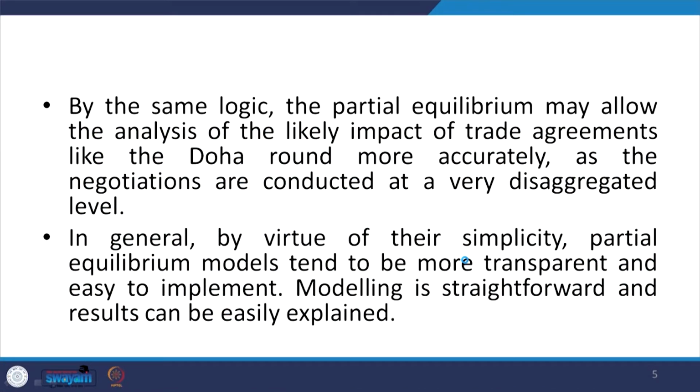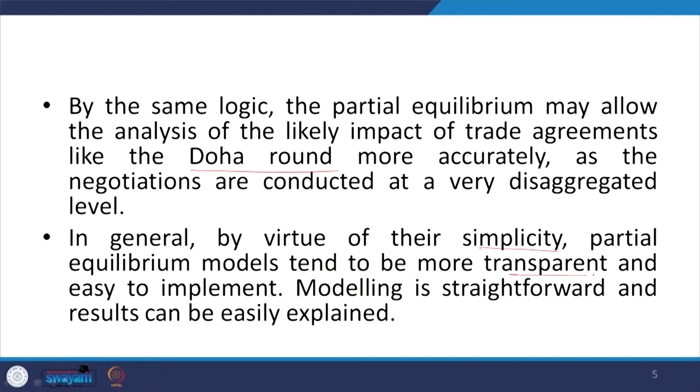Now, by the same logic we can infer that general equilibrium allows the analysis of the likely impact of trade agreements, specifically the Doha round, more accurately, which is largely discussed. The Doha round is one of the rounds. We will talk about countries' unionism or multilateralism, regionalism, and going for trade blocks separately. We have dedicated sessions for it. We will unfold the discussion, but at this moment the specific impact of a particular round of trade negotiation can also be identified in a partial equilibrium setup, since it is at the disaggregated level.